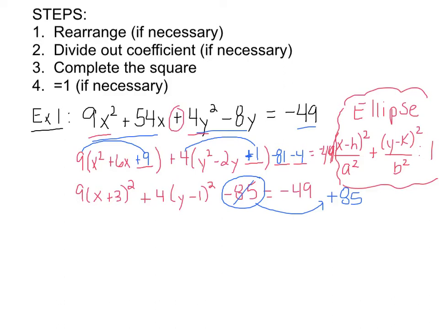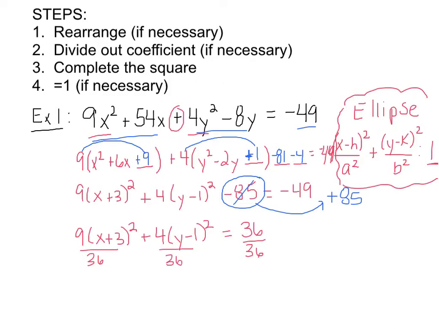And so now we're going to have 9 x plus 3 squared plus 4 times y minus 1 squared. And then when we moved over the positive 85, that comes out to be 36 on the right-hand side now. Okay, now our other part of the ellipse is that we want to get it to equal 1. So we're going to divide everything by 36 so that we can get that right side equal to 1.